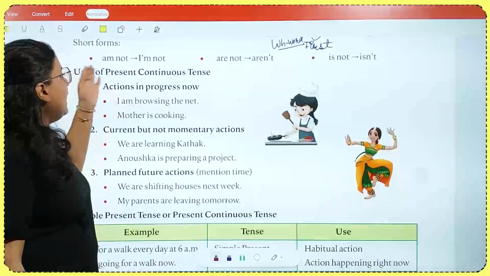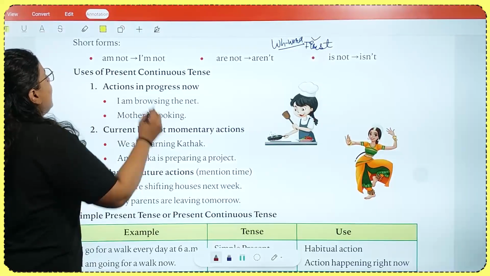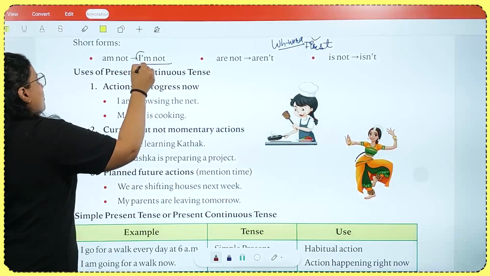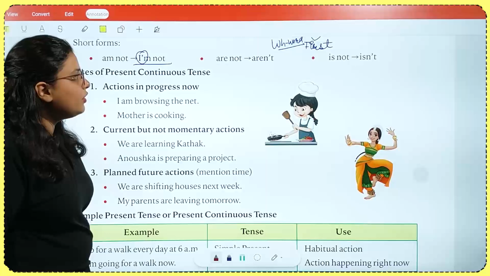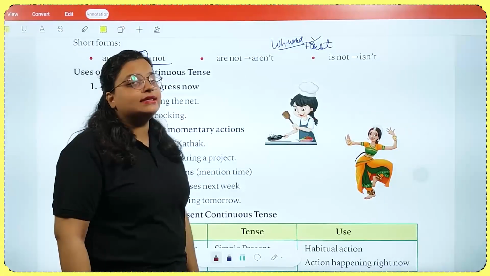Short forms. Am not, you can write I am not. Apostrophe लगा. Are not, aren't. Is not, isn't.